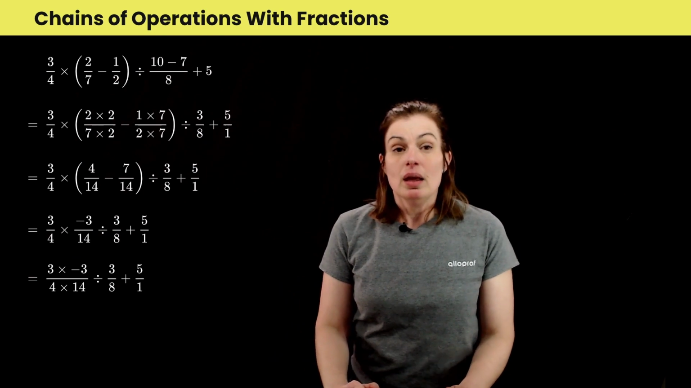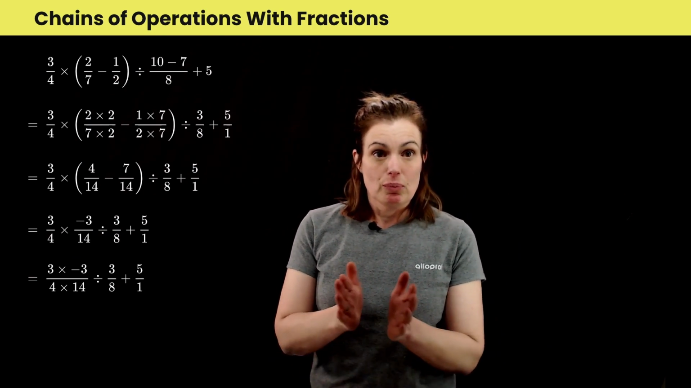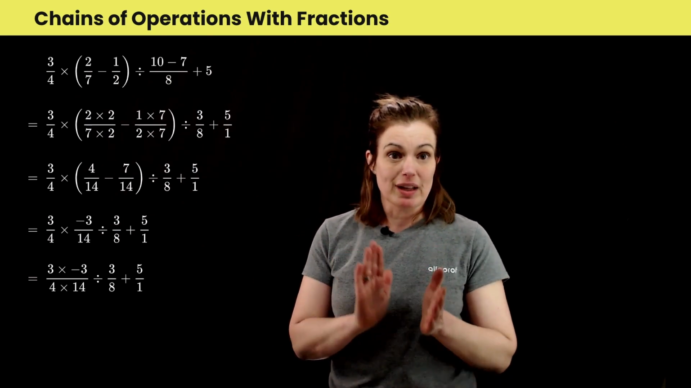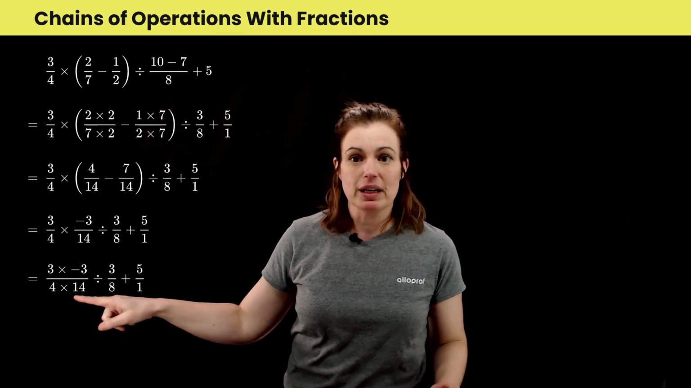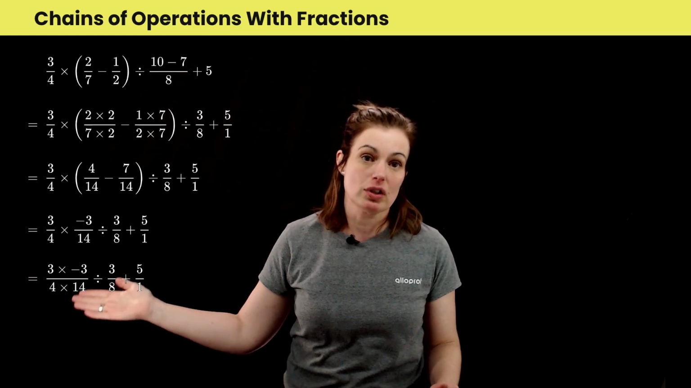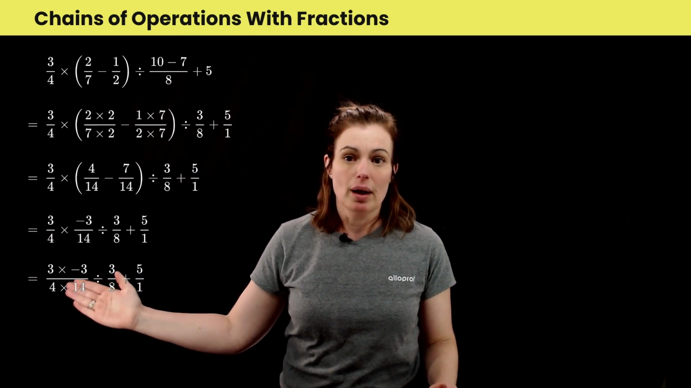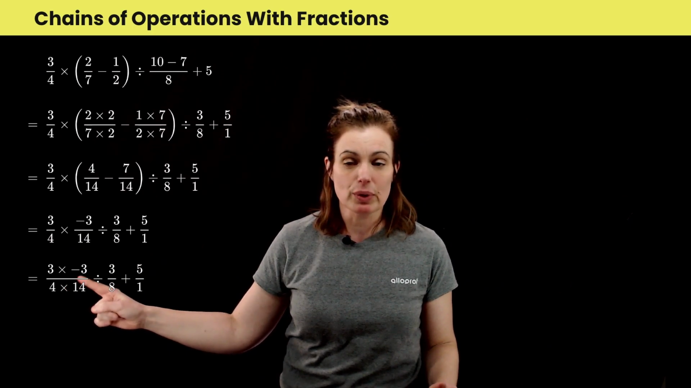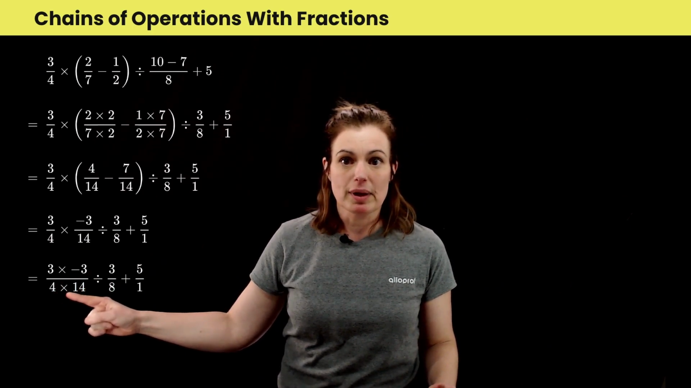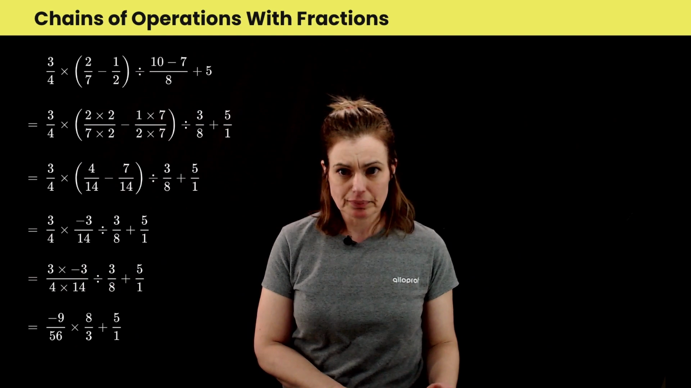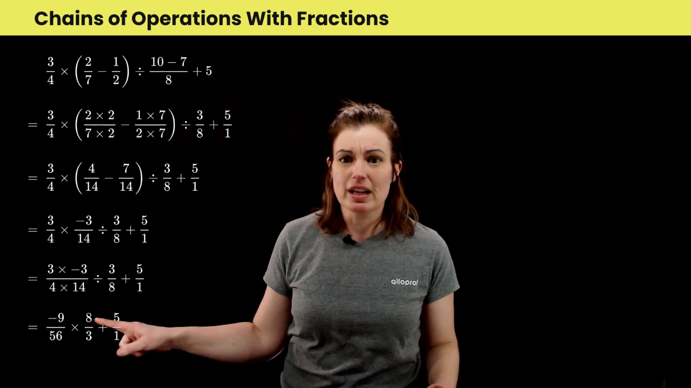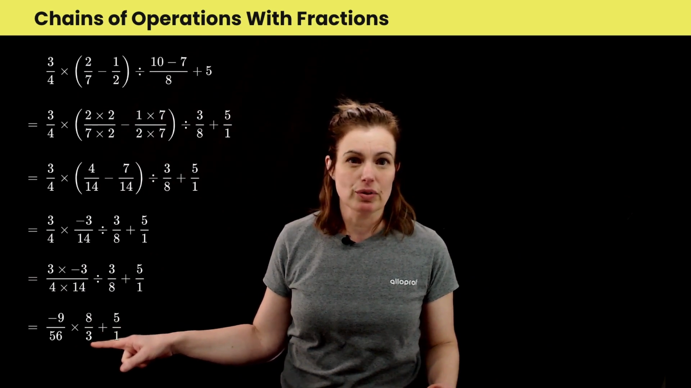So BEDMAS tells me that when I have multiplication and division, or division and multiplication, I've got to go from left to right. So this is what's happening here. I had multiplication first. It was the furthest to the left. So I'm going to go with the multiplication first. So you see 3 being multiplied by my negative 3, and 4 being multiplied by 14. And that's going to give me negative 9 over 56, which is then going to multiply by 8 over 3.